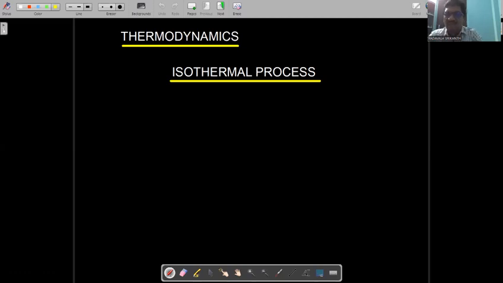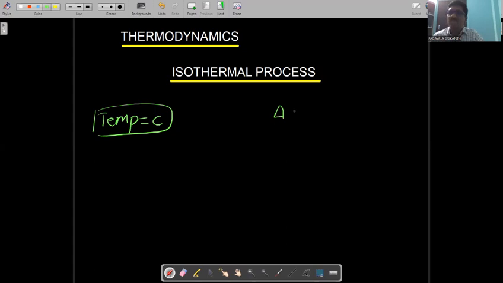Coming to the isothermal process, what generally happens? In this process, the temperature remains constant. The first and foremost thing is that in this process, the temperature always remains constant. Now, if you apply the first law of thermodynamics to this process, let us see what happens here.